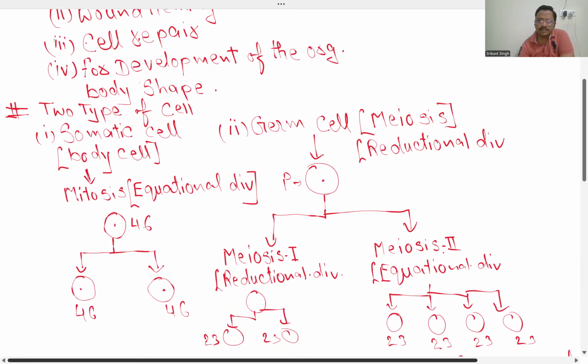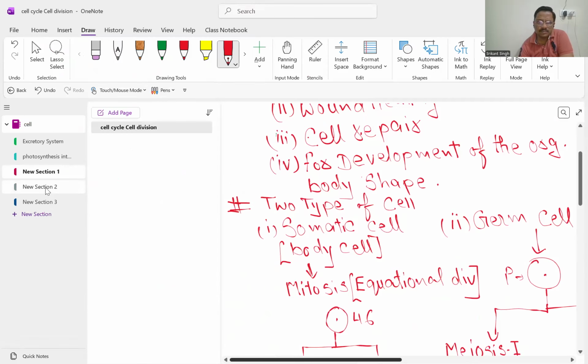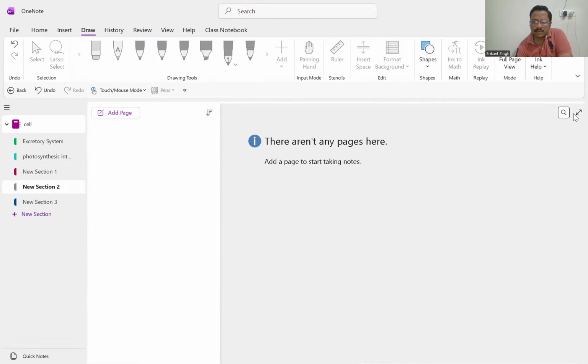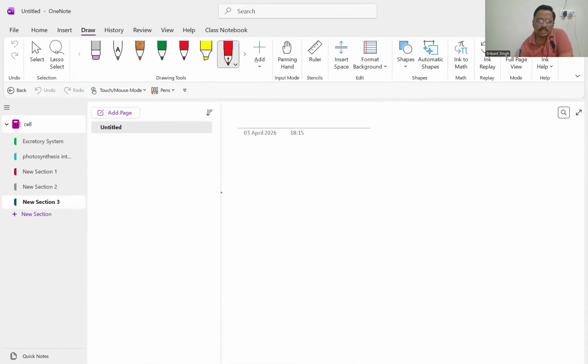Suppose that on the next page it is a chromosome. It has a P arm, and it has a Q arm.